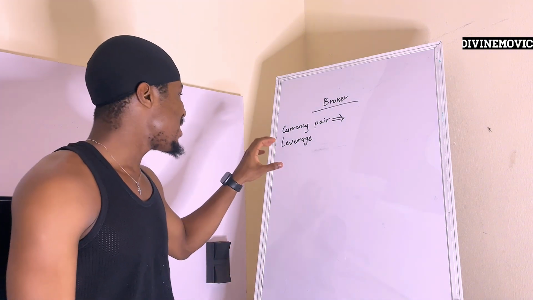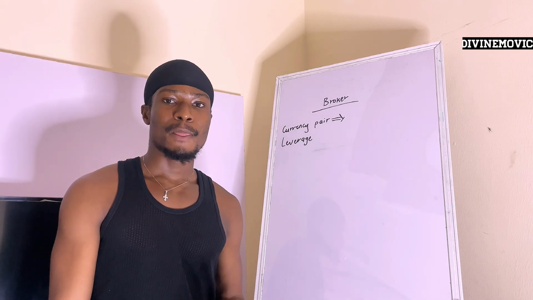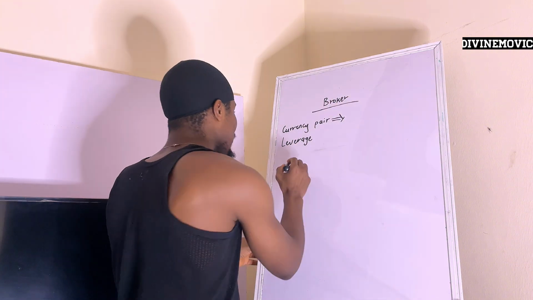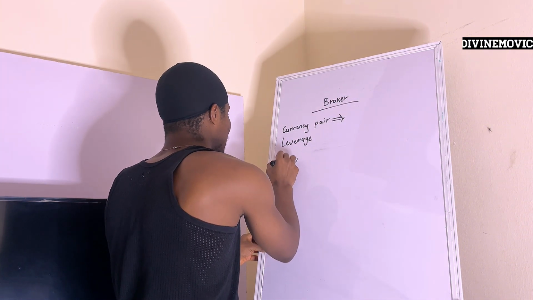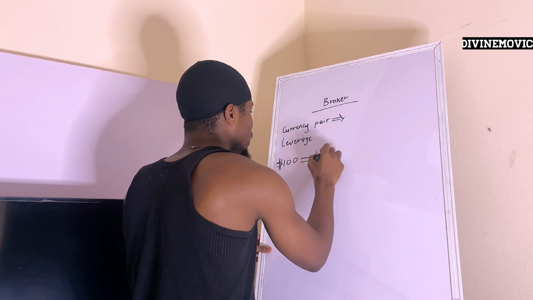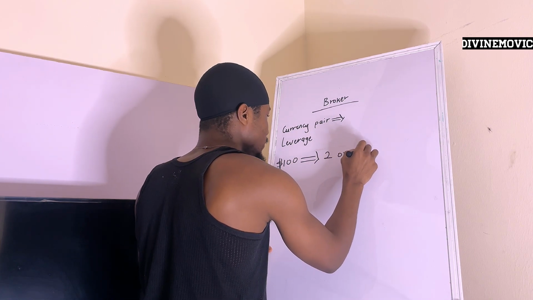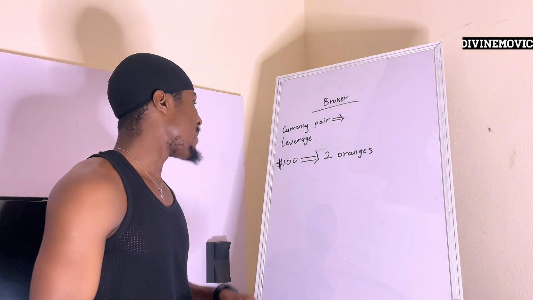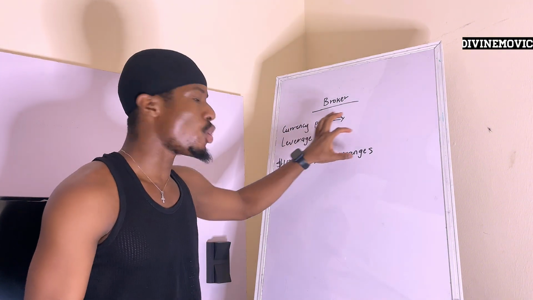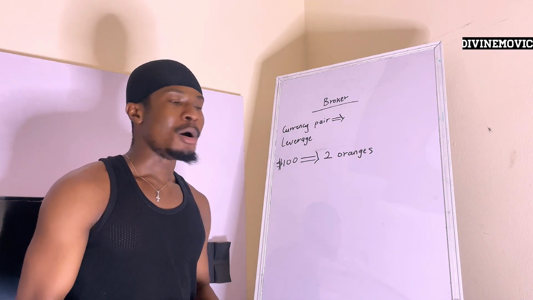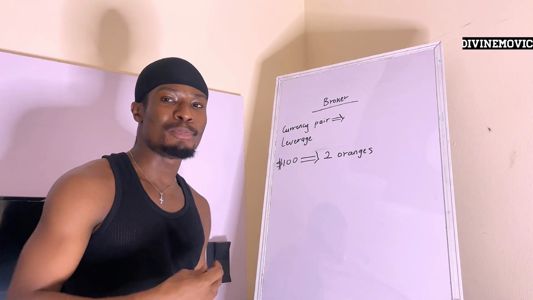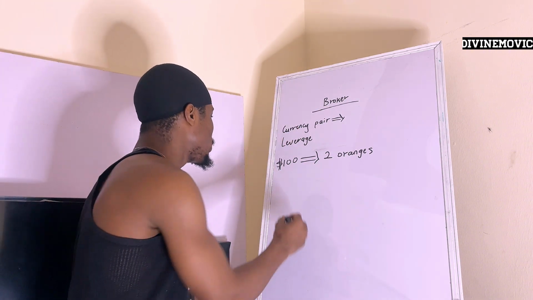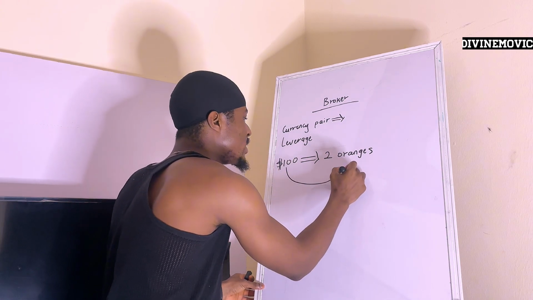Once you hear leverage in forex, it simply means that if I have money that I want to use to buy, maybe I have $100 that I want to use to buy 2 oranges, and my $100 can only afford me to buy these 2 oranges. But now I only have this amount of money, and I want to buy more oranges. The broker gives you a leverage that enables you to use this $100 to buy 20 oranges.